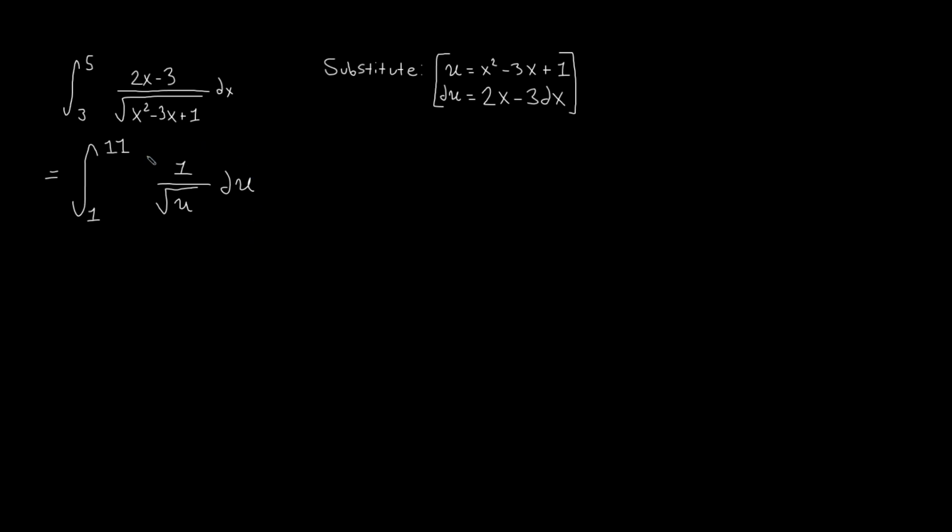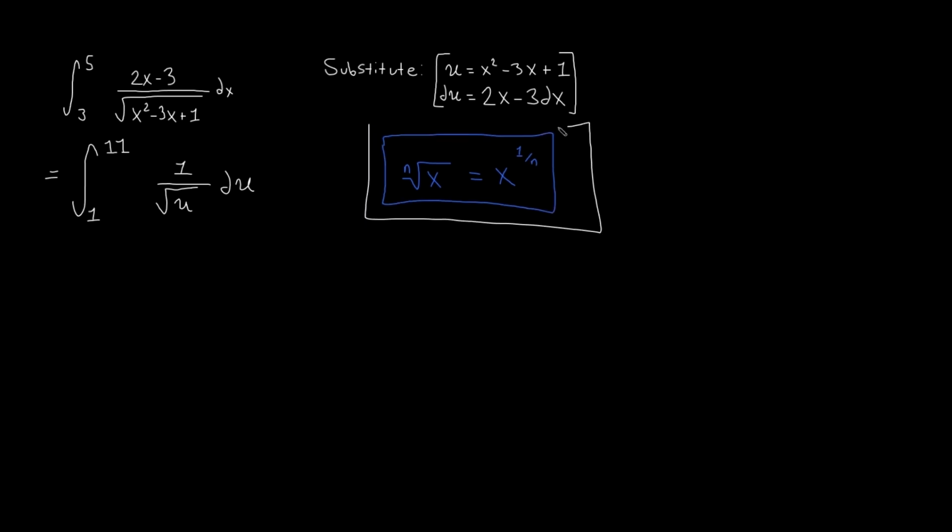We'll need to do some mathematical manipulation here. Let's remember the rules of exponents. This is the rule of exponents that we're going to want to keep in mind. See how in the index we have n, and then underneath the radicand we have x. This is the same thing as x raised to the power of 1 over whatever's in the index, n. Let's apply this to what we have. We have a square root of u, and that's going to be the same thing as u raised to the power of 1/2.